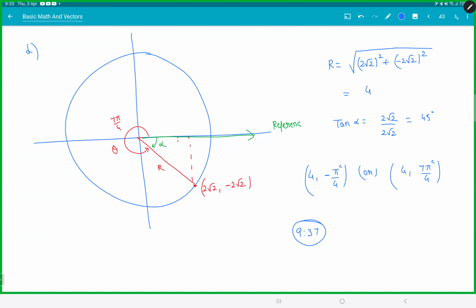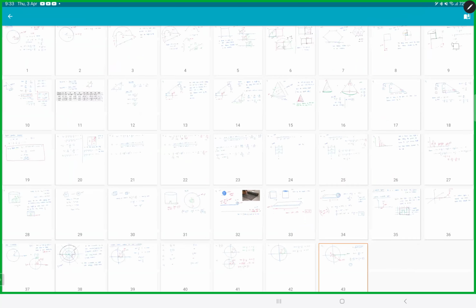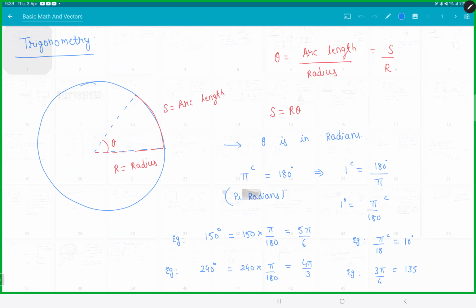Pi is 180 degrees. So we have done that in the last class. Here, pi is 180. So pi by 3 is 180 by 3.